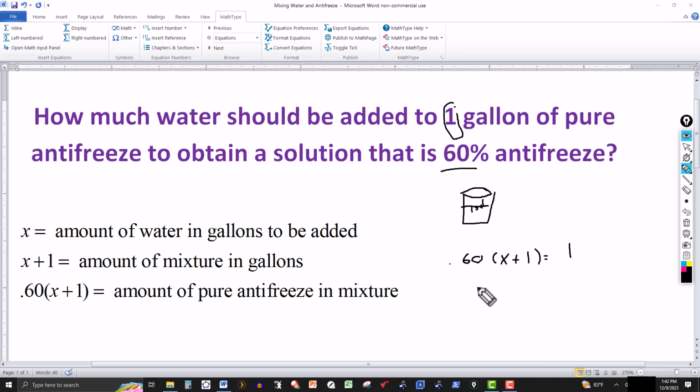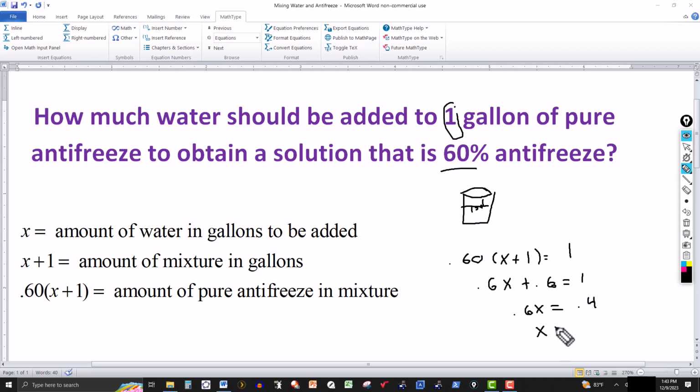Multiply through by 0.6, so this will give me 0.6x. 0.6 times 1 is 0.6, and that's equal to 1. Linear equation, solve for x. So I subtract 0.6 from both sides here. So I have then 1 minus 0.6, which would be 0.4, 4/10. Subtracting 0.6 from both sides here.